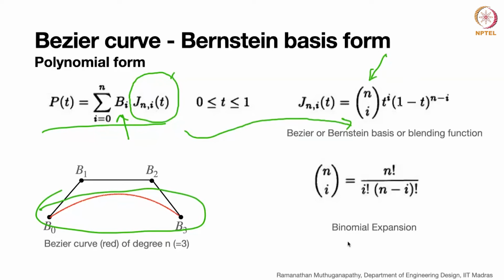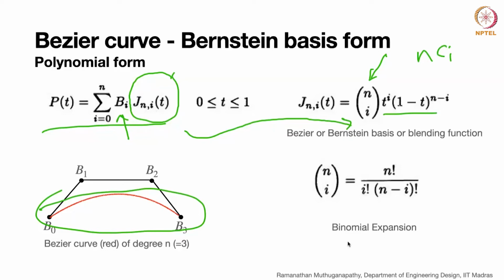NCI, which is basically your binomial expansion. And then you can see t power i, (1 minus t) power n minus i. This equation looks a little bit scary, but it's actually not a very scary equation. We'll try to give some examples, and then we can actually directly write this equation.